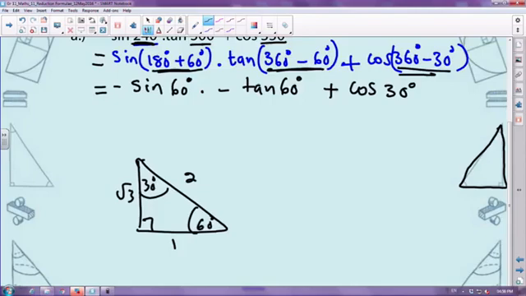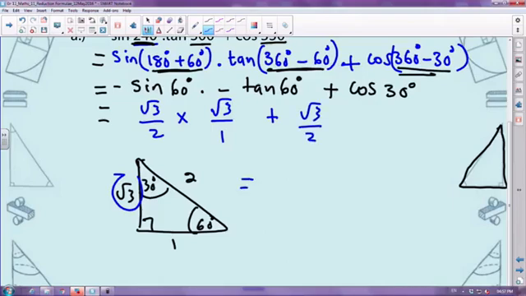Sine 60 is the square root 3 over 2. Okay, then we write that down. But what is negative times negative? That's a plus. So we've got the square root 3 over 2 times tan of 60 degrees, right? Tan 60, that is y over x. So y is root 3 over x is 1, plus cos of 30. Cos of 30 is x over r, so it's the square root 3 over 2, which gives us root 3 times root 3, which is 3 over 2, plus square root of 3 over 2.